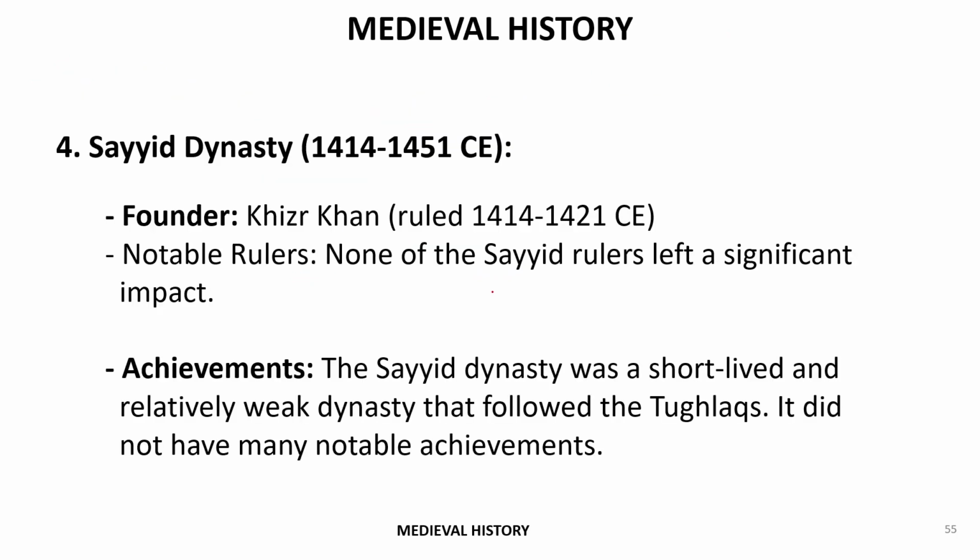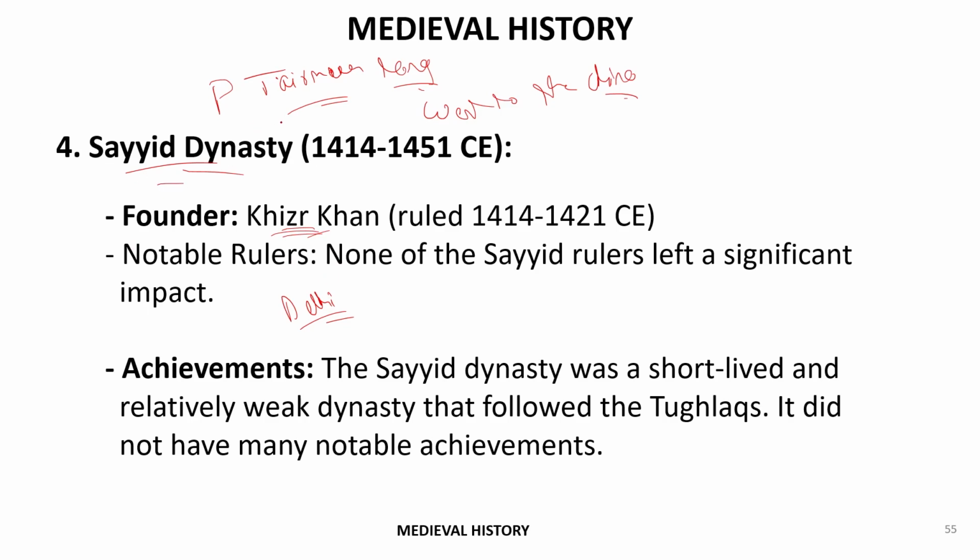Now we have the Sayyid dynasty, which was established by Khizr Khan, but supported by Taimur. So Taimurlang was the person who attacked India and established Khizr Khan on Delhi's throne. And then Taimur went to China. Got it? So the founder of the Sayyid dynasty was Khizr Khan, but Taimurlang was the person who established him on the Delhi throne. Now achievements. The Sayyid dynasty was a short-lived and relatively weak dynasty that followed the Tughlaqs. If we talk about all the 5 dynasties, it is the weakest dynasty. Got it? Now let's move forward.